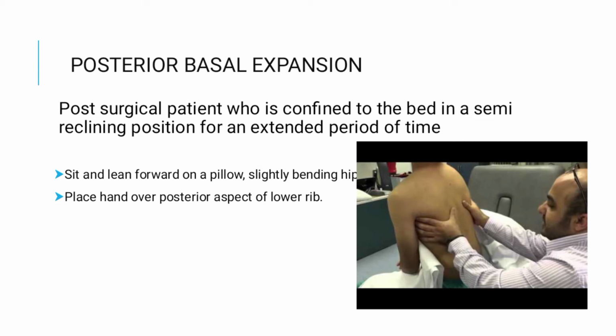And what the procedure is, the patient has to sit and lean forward on a pillow and the therapist has to place hands over the posterior aspect of the lower rib and cover the area. So the rest of the procedure is the same as your lateral costal expansion. You need to give a downward and inward stretch to the lower ribs. So this is the picture showing posterior basal expansion. We try to expand the posterior basal segments by placing the hand over the lower rib area.